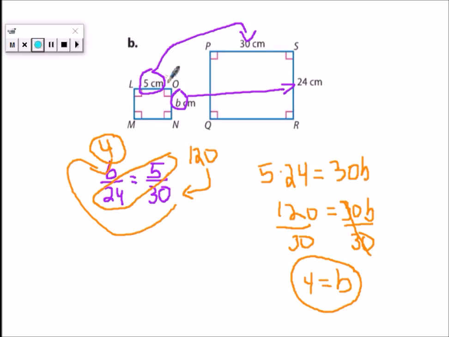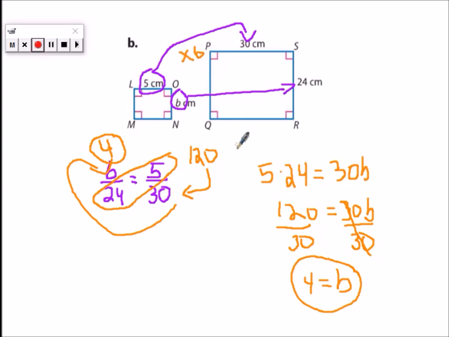Now, going back to this and thinking of the scale factor, which, if you're getting it by now, it's great, more power to you, but if not, it's okay. We'll learn more about it later. Let's see, what times 5 gives me 30? 5 times 6 gives me 30.